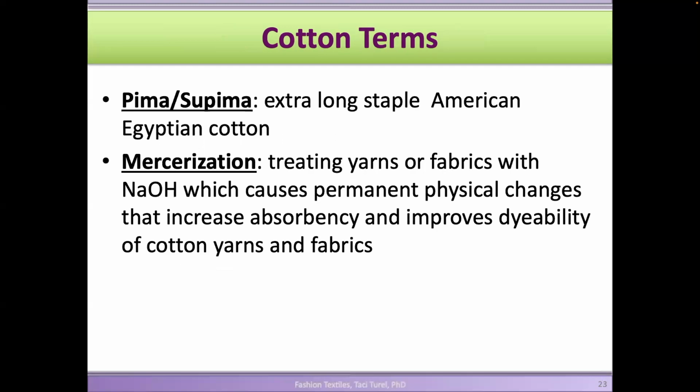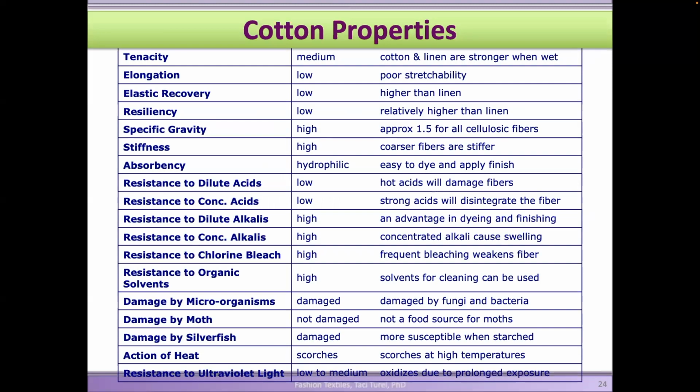So the extra long staple Egyptian cotton is called Pima cotton or Supima cotton. And if you see that on the label, if it says Pima cotton, that usually means it's a better quality cotton. And that also makes your garments a little bit softer and nicer to the touch. I did talk about mercerization. This is a way to give some luster to cotton fabrics.